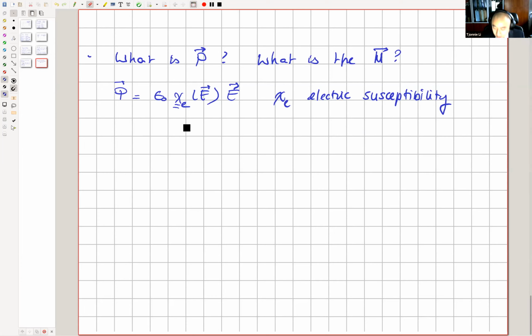If I do that, then this problem becomes very complex. The system becomes almost so complex that it would be impossible to calculate. So let's note it down that chi e in general is a rank 2 tensor.